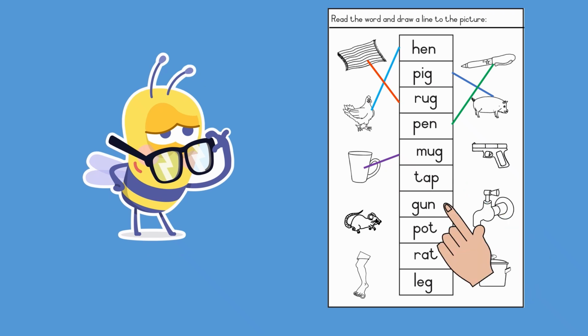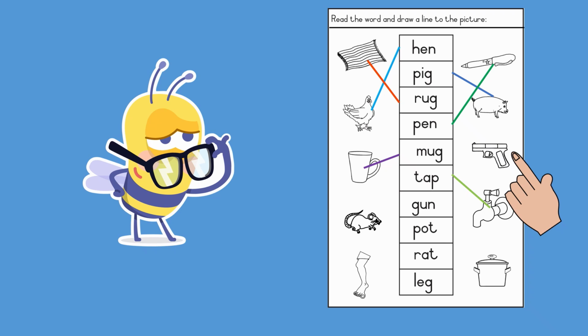Let's go to the next word. What is this word? Gun. Yes, gun. Did you find the picture of a gun? And draw a line from the word gun to the picture.